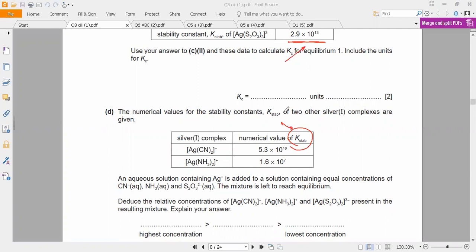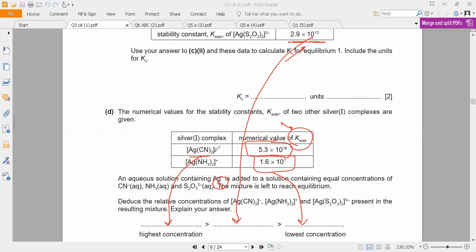So let's see. In here, guys, we have the highest Kstab value. It is for Ag(CN)2-. So because this one has the highest Kstab, it will be the highest concentration. The lowest concentration will be for this one. And the moderate concentration will be for this one. So here we get 1 mark. The question is worth 2 marks. Another mark, guys, will be for the reason.